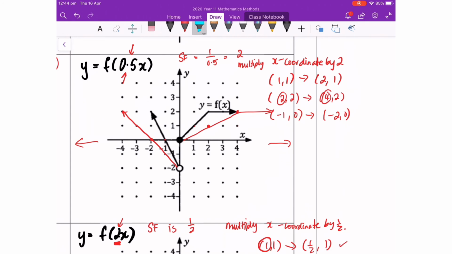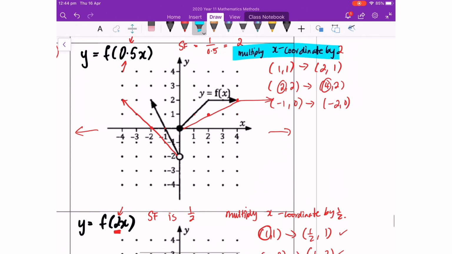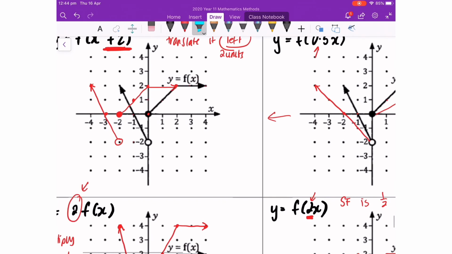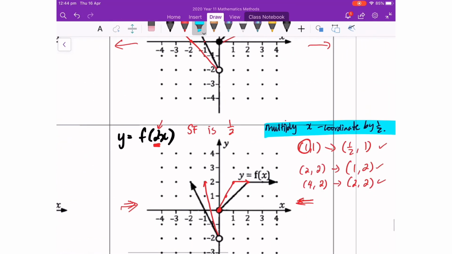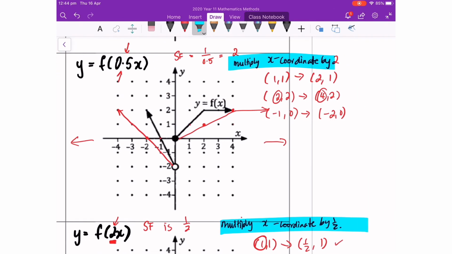So just noting when to multiply the coordinates and what your scale factor is, these all change. It's really important to note when those things happen. The next video I'm going to show you is how to reflect over the x and y axis.